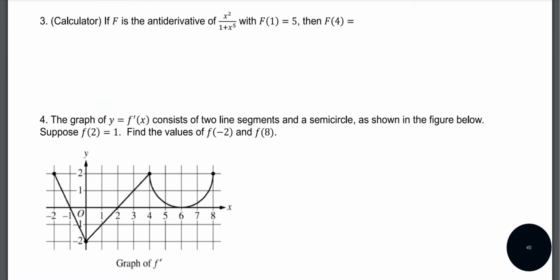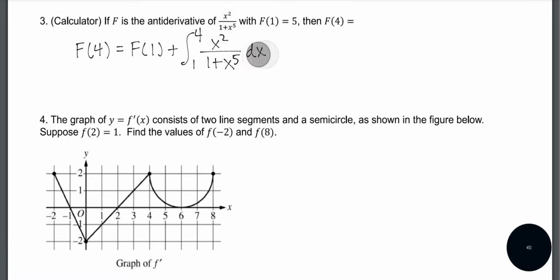If f is the antiderivative of x squared over 1 plus x to the 5 with f of 1 equals 5, then what is the value of f of 4? So f of 4 equals f of 1 plus the integral from 1 to 4 of f prime. Now, if f is the antiderivative, then the derivative would be the fraction. So that's x squared over 1 plus x to the 5 dx. And that's the type of thing I'm going to need a calculator for.